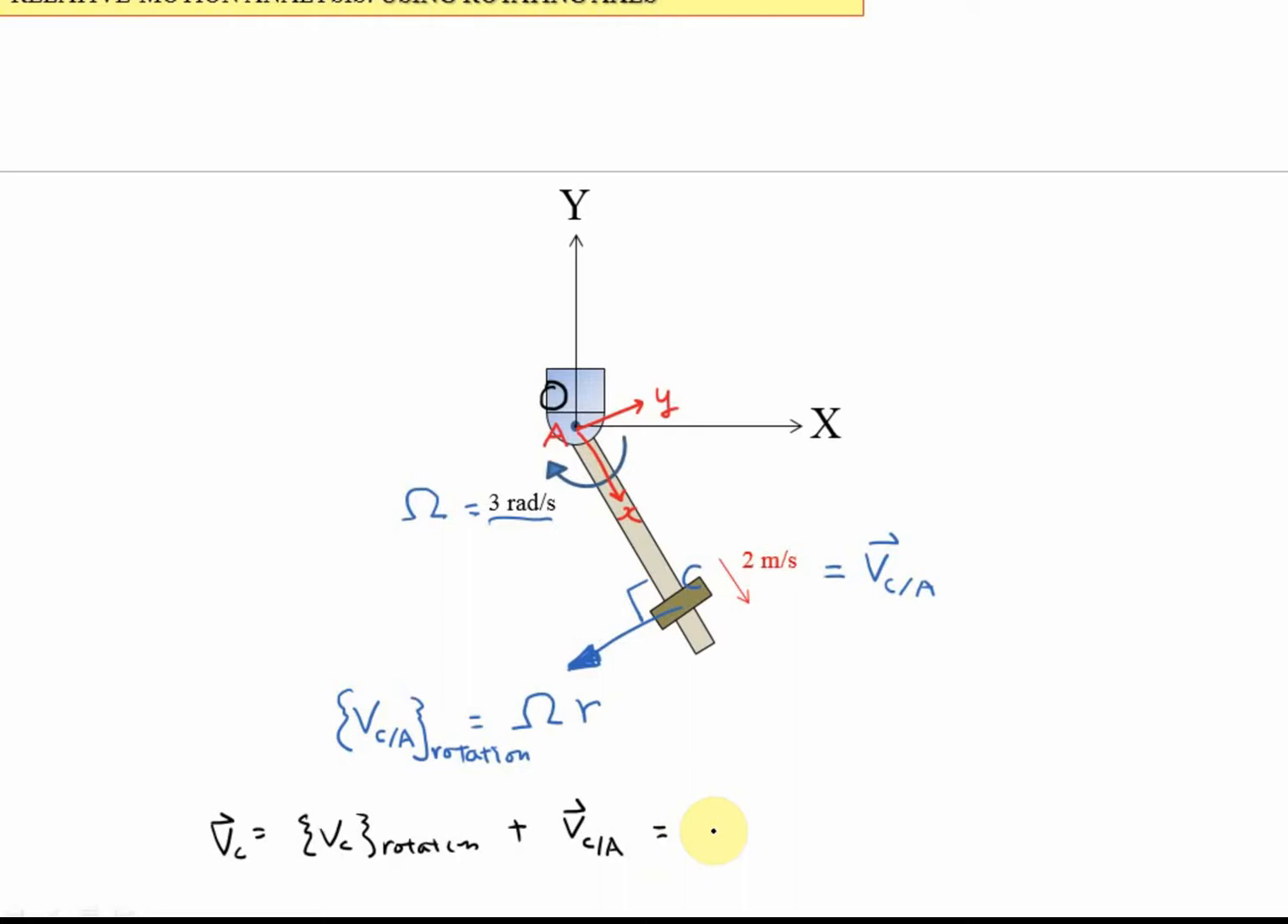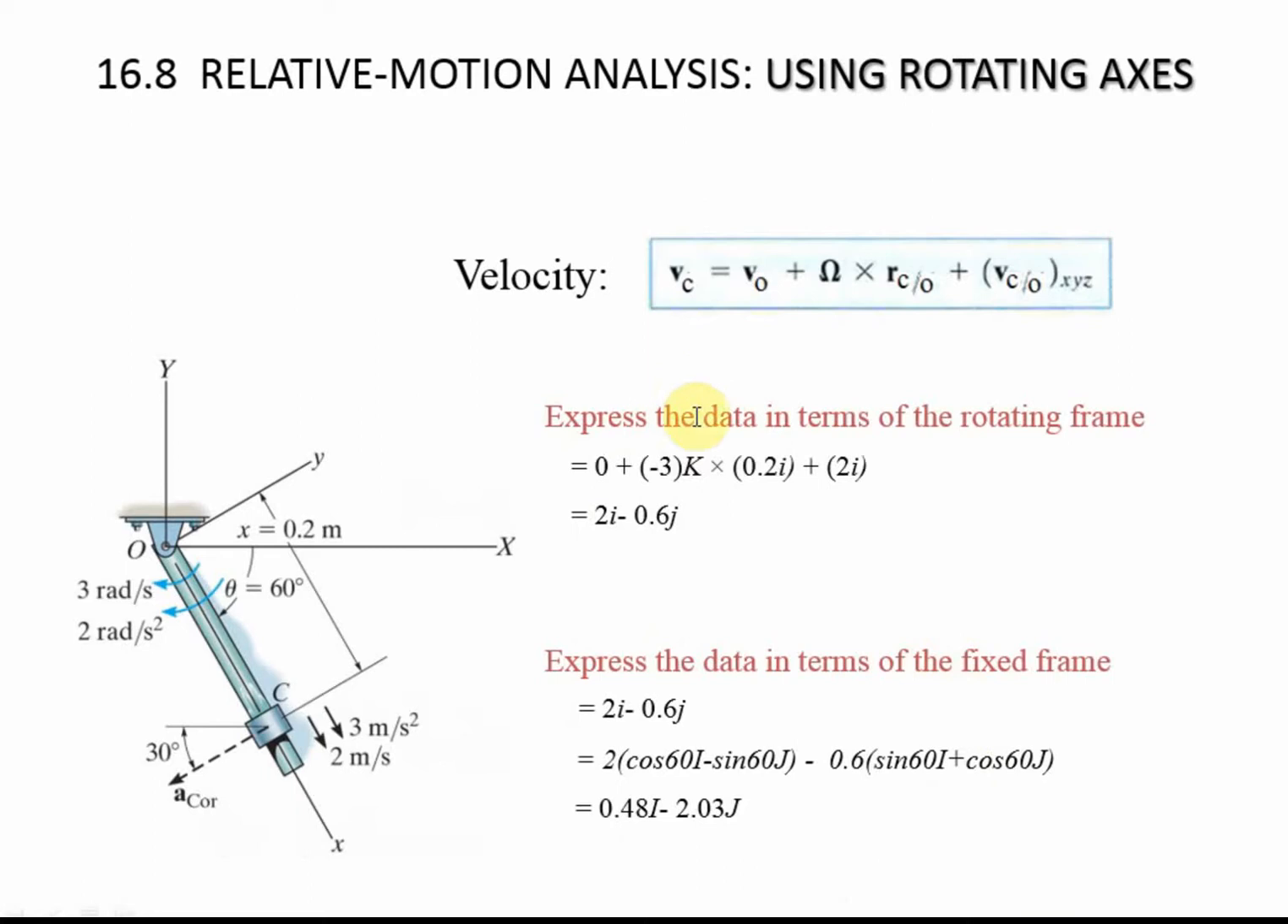So basically the velocity of the c is the vector omega cross product and r the position vector c from A, because right now A is aligned with O, so either way should be fine, and plus the v c A, like that. That's the velocity. Then let's apply our real value to that equation.